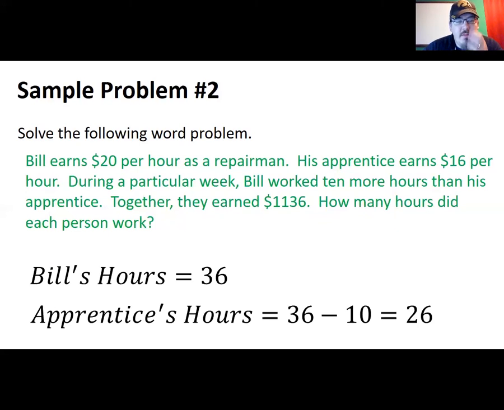If you want to double check then to make sure, we can make sure that the dollar amounts add up to what they're supposed to. So if you take 36 times 20, that'll give you how much Bill earns, which is $720. If I take 26 times 16, that'll tell you how much the apprentice earned. Add those two values together. And again, if you take my word for it, I double checked the answer. Their total does in fact equal 1,136. And there's our solution. Those are the two numbers that we were looking for in the question.